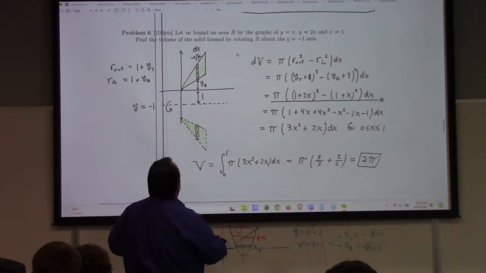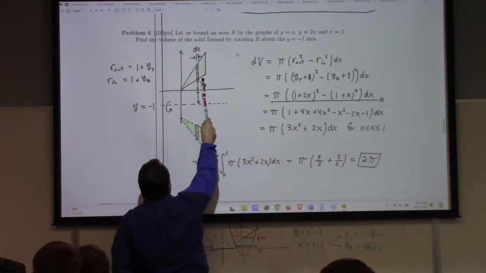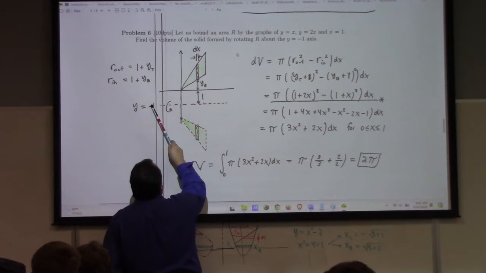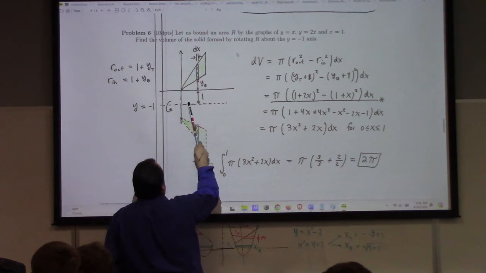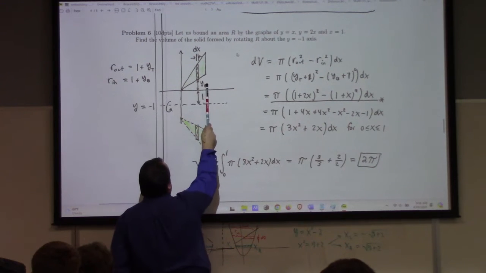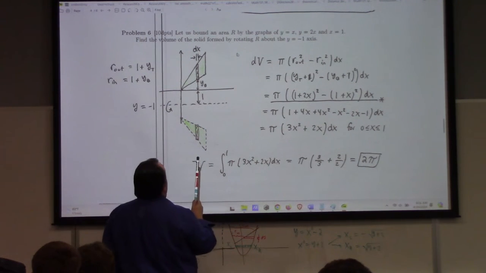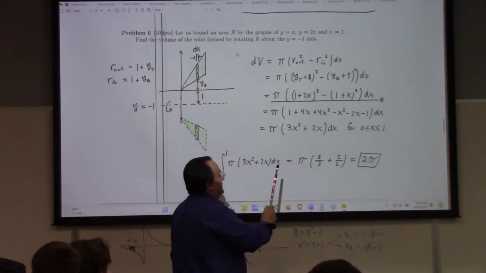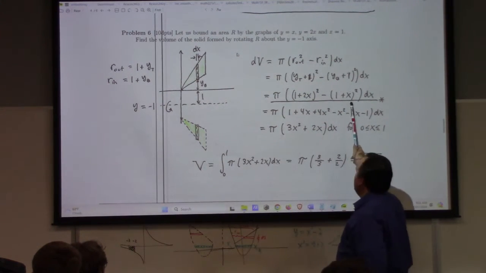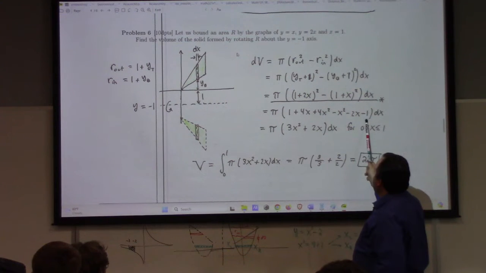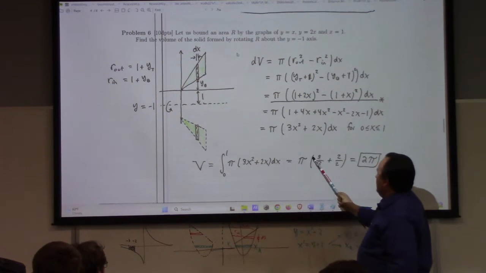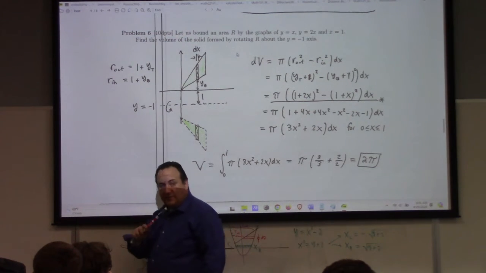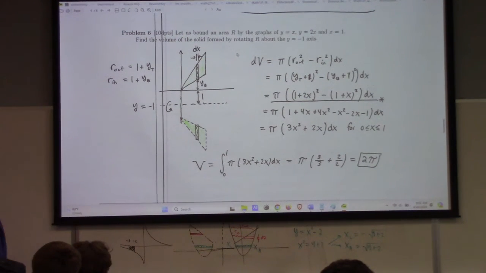So my inside radius and my outside radius: since we're rotating around y equals minus 1, I do 1 plus y bottom for the inside radius, and 1 plus y top for the outside radius. Again, I have to be careful to square these out and distribute the minus to all of them, otherwise I'll be wrong. But anyway, it works out to 2 pi. Although I didn't ask you to work this one out. I just worked this one out because it wasn't too bad.